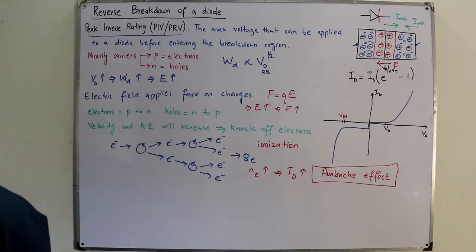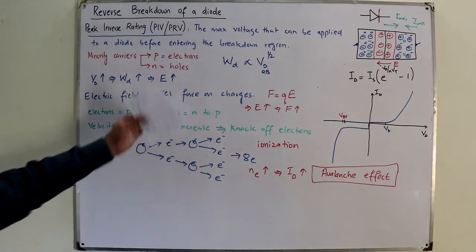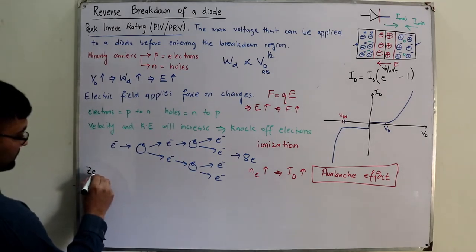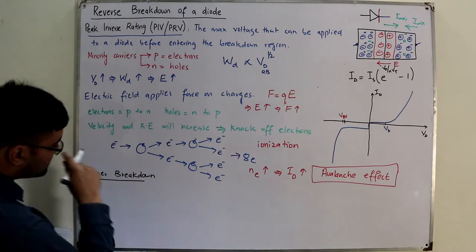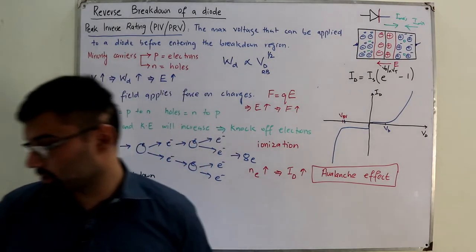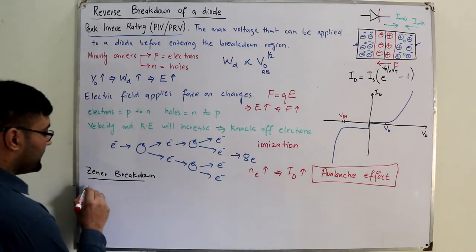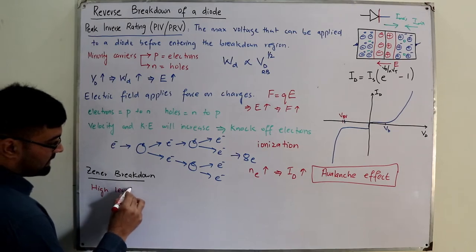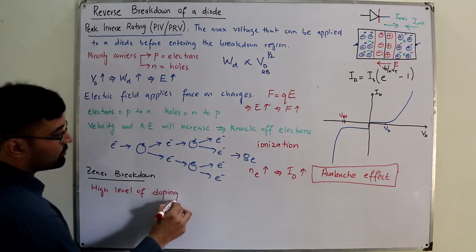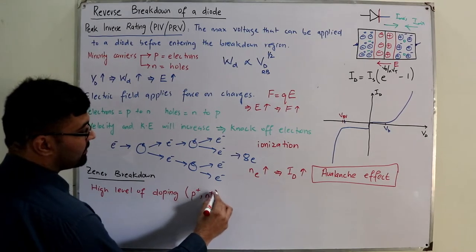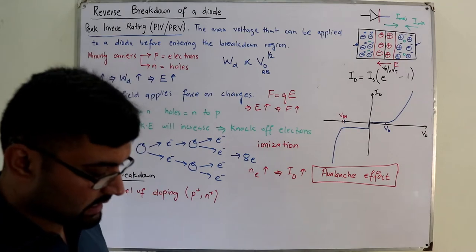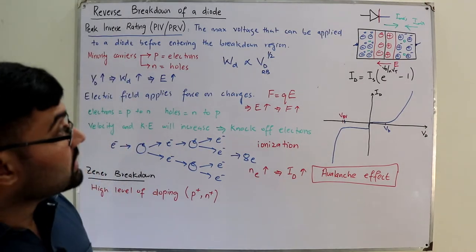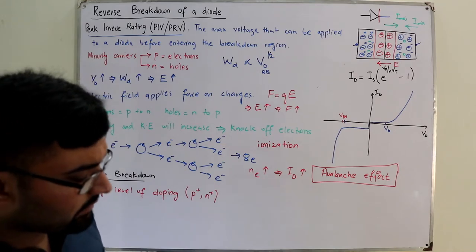I have some details of the Zener effect over here as well. I will show you. The major difference is in the Zener breakdown. First of all, you have a highly doped p-n junction diode. So first, you write it down, you have a high level of doping. When you have a high level of doping, you represent this by a p+ and an n+, whereas the material you normally represent as p-n. So if the doping is high, what would happen? You would have a high electric field, I believe.